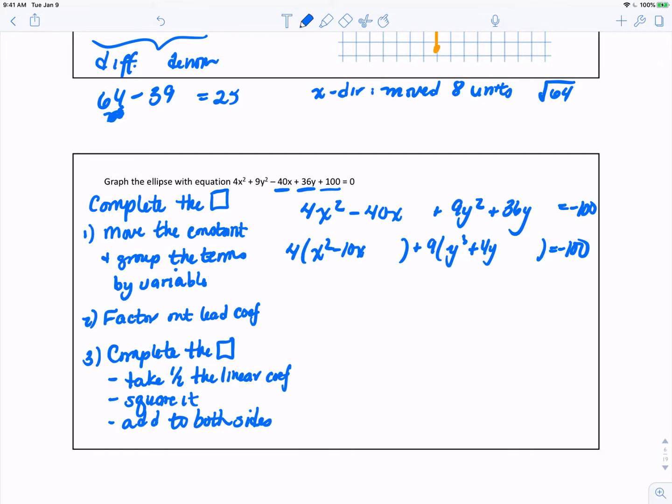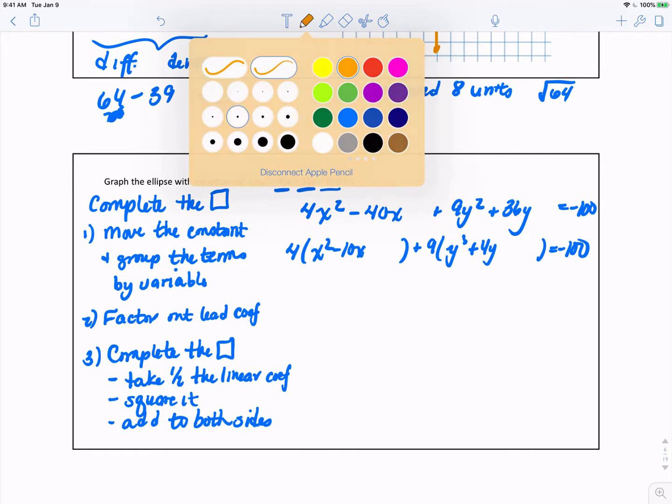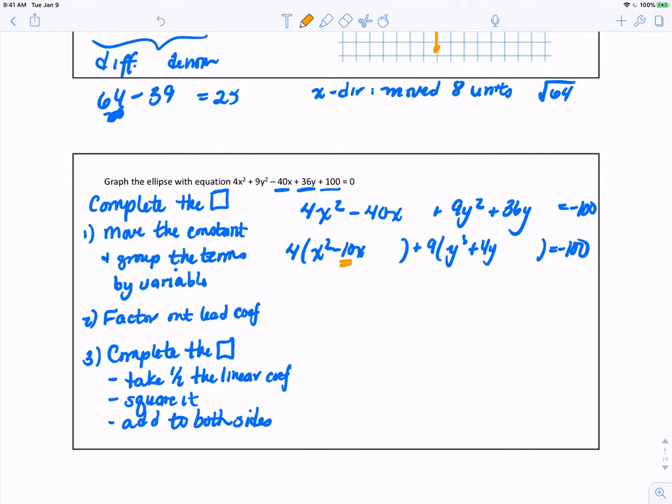All right, so here we go. The linear coefficient is the coefficient of the linear term. So here we have 10. Half of 10 is 5. And if we square that, we're going to get 25. So we're going to add 25 here. But because it's inside of parentheses, we're really going to add 100 on the other side because we're really adding 4 times 25 on the left side.